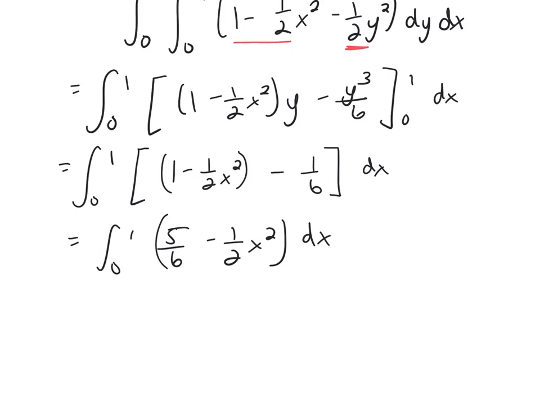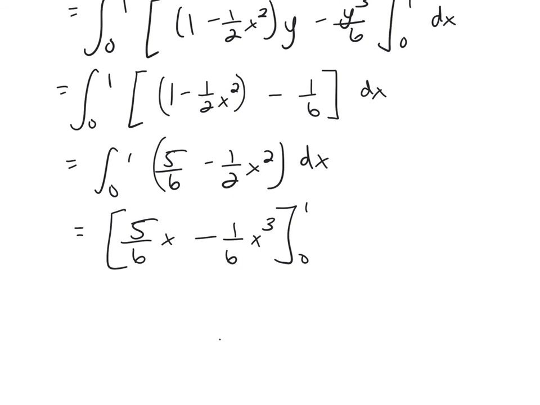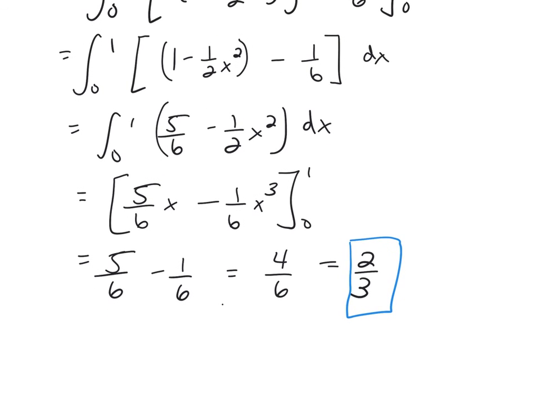And now integrate with respect to x. You'll get 5 over 6 x minus 1/6 x cubed. Plug in 1. Top number minus bottom number. If you plug in 0, you'll get 0 for everything. So in the end, this is 4 over 6, or 2/3. And if you had computed this in the other order, if you had done dx dy, you should get the same answer, 2/3.